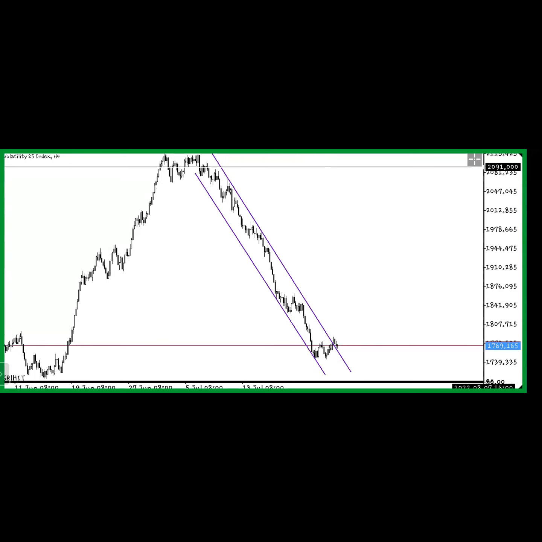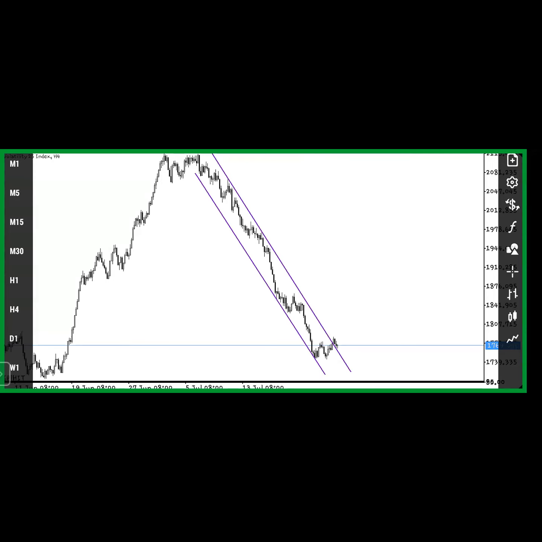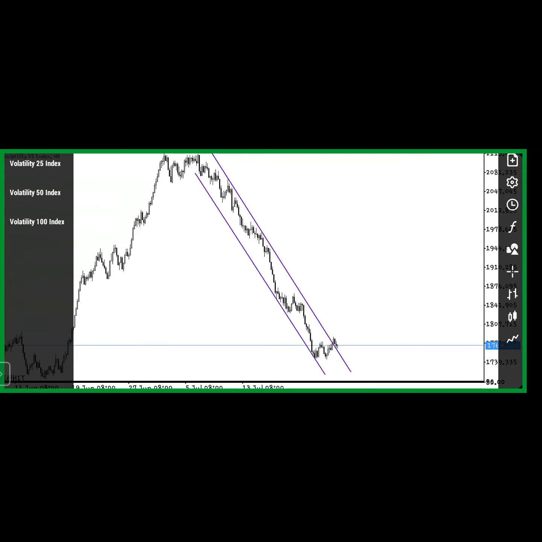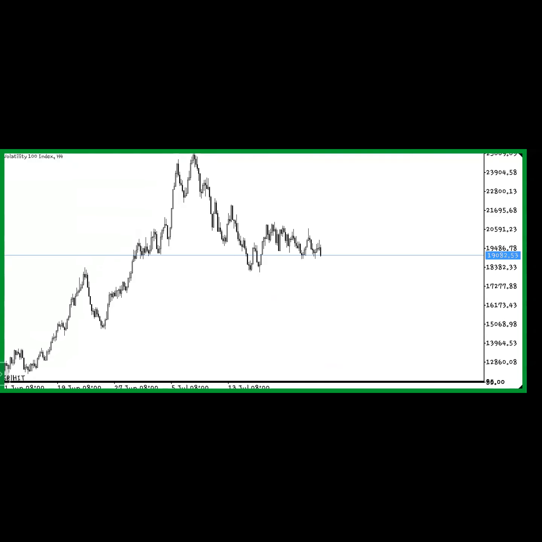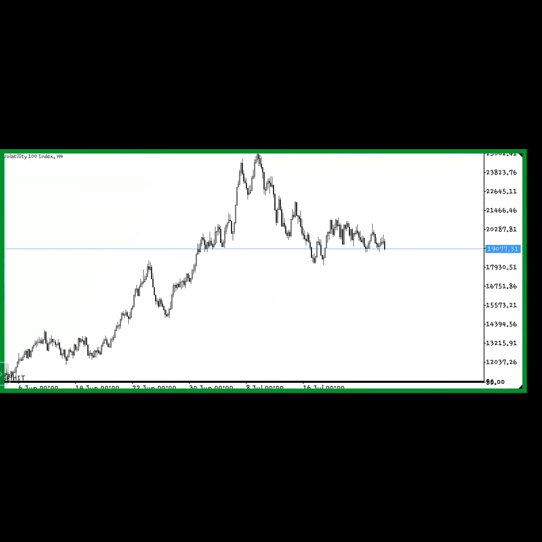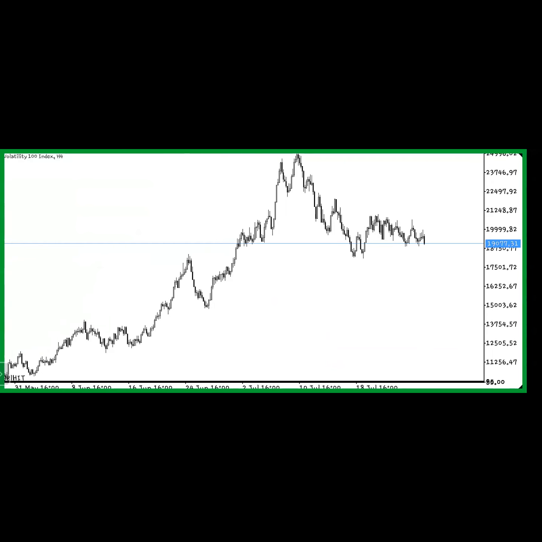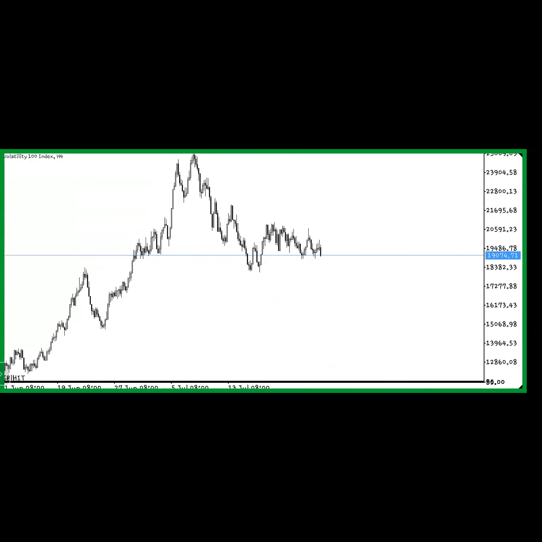So this is our descending channel. Let me check V100 to see if we have an ascending channel. All right, let me see this.